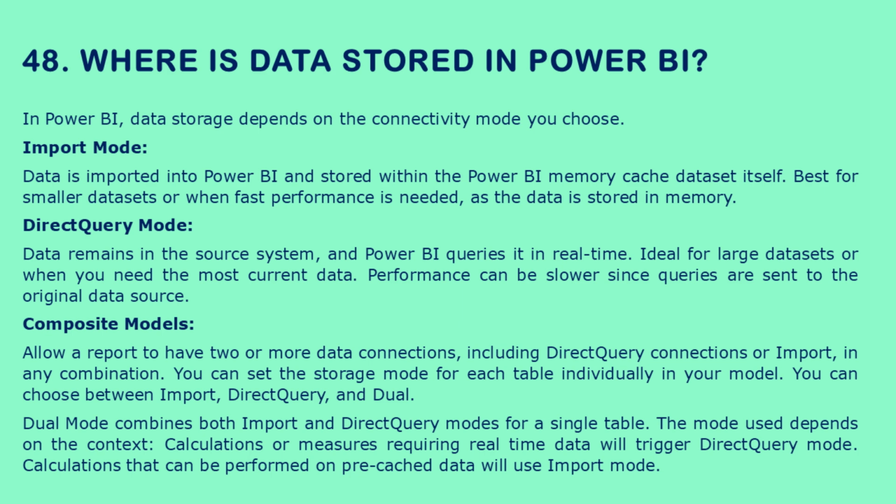Composite models allow a report to have two or more data connections, including direct query connections or import, in any combination. You can set the storage mode for each table individually in your model. You can choose between import, direct query, and dual. Dual mode combines both import and direct query modes for a single table. The mode used depends on the context. Calculations or measures requiring real-time data will trigger direct query mode. Calculations that can be performed on pre-cached data will use import mode.